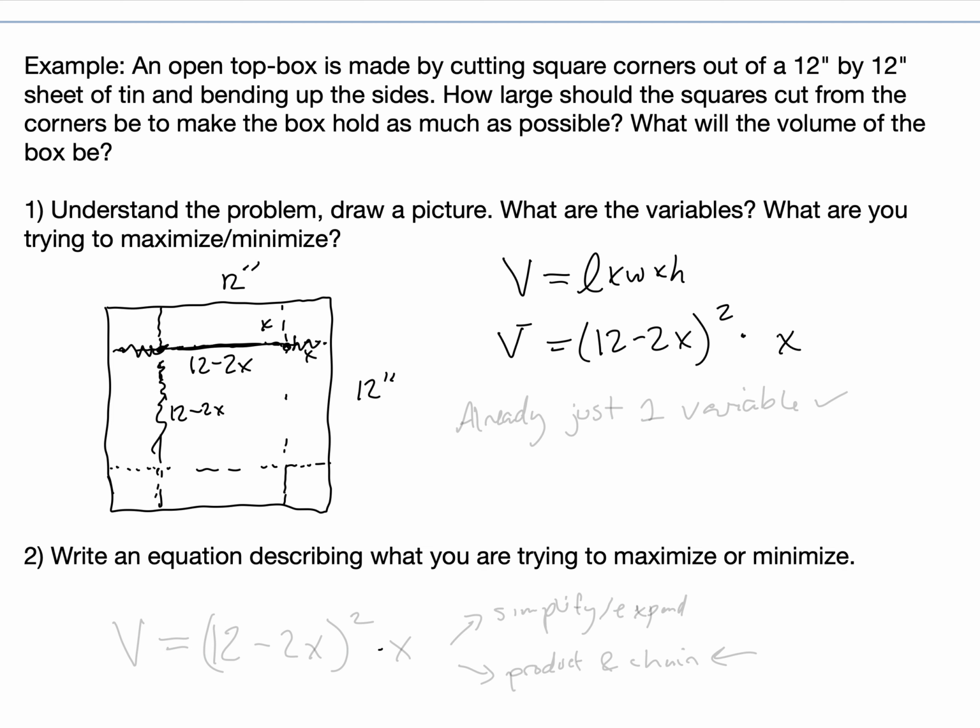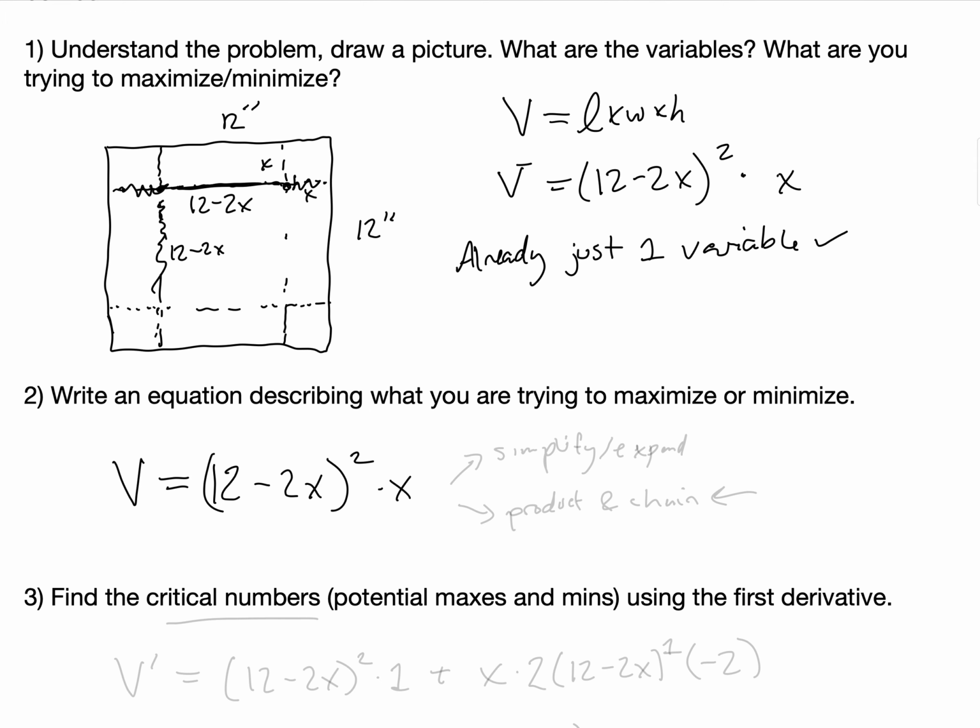In this case, the equation is only in terms of one variable, so we don't need to use substitution or anything. This is already just one variable, so we're done writing our equation. That's all we need to do. So we're writing an equation that describes what we're trying to maximize or minimize. Volume equals 12 minus 2x squared times x. That is our equation. We now want to find the critical numbers, the potential maxes and mins, using the first derivative.